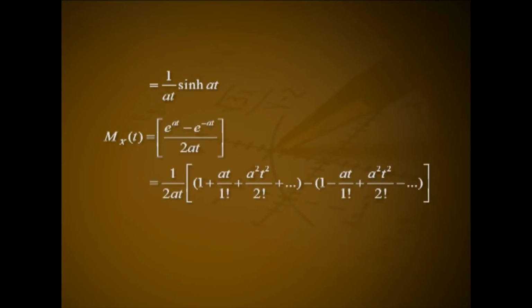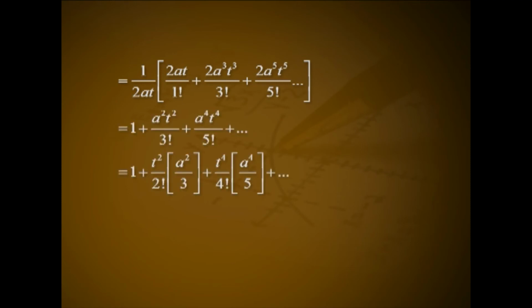M x of t equal to (e raised to at minus e raised to minus at) all divided by 2at, that is 1 by 2at into [(1 plus at by 1 factorial plus a square t square by 2 factorial plus etc.) minus (1 minus at by 1 factorial plus a square t square by 2 factorial minus etc.)]. That is 1 by 2at into [2at by 1 factorial plus 2a cube t cube by 3 factorial plus 2a raised to 5 t raised to 5 by 5 factorial etc.]. That is 1 plus a square t square by 3 factorial plus a raised to 4 t raised to 4 by 5 factorial plus etc.